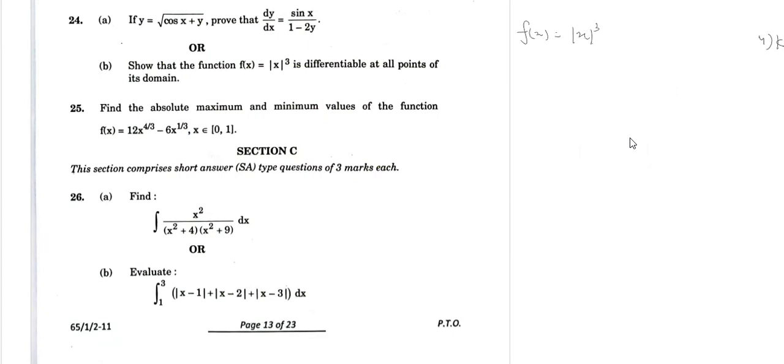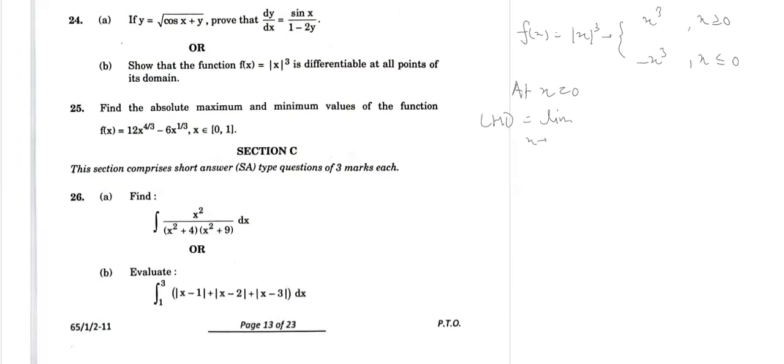So it can be written as x cube when x is greater than or equal to 0, and minus x cube when x is less than or equal to 0. Okay. So basically we'll check left hand derivative and right hand derivative. So at x is equal to 0, left hand derivative will be what?